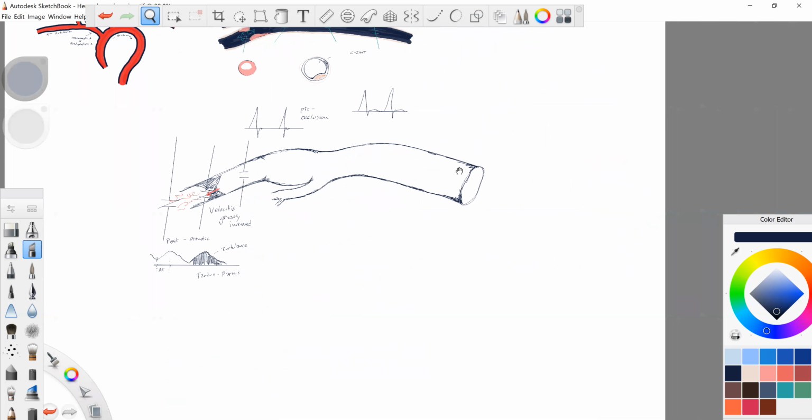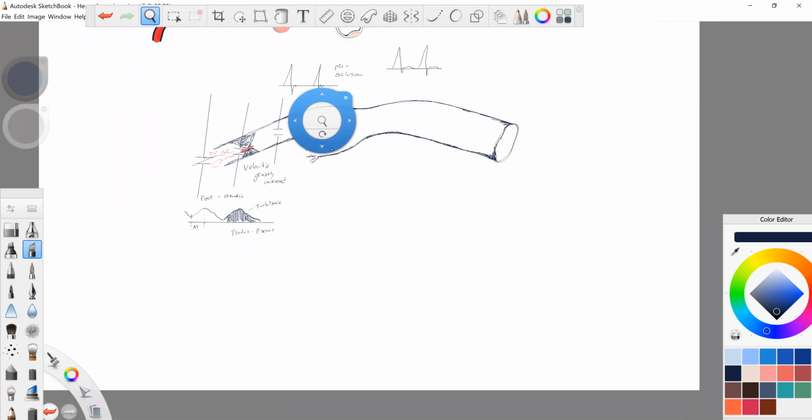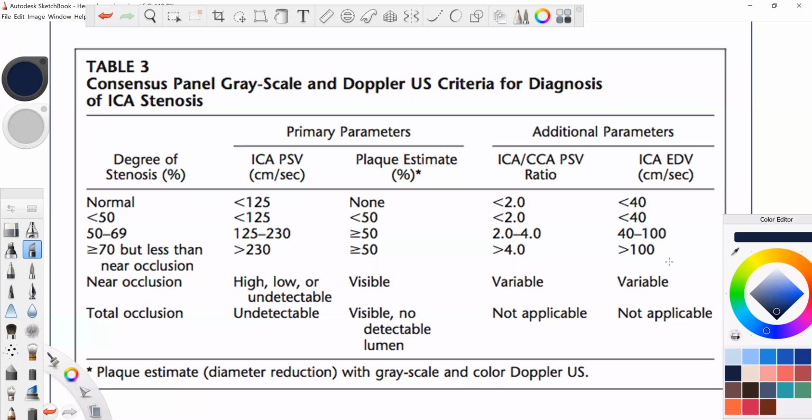Okay. We need to talk about determining severity of stenosis in the carotid system. And there's a chart for that. Let me draw that chart out. Okay, well, I was going to draw it out. That was stupid. I just took a picture of it. So, the consensus panel grayscale and Doppler US criteria for diagnosis of the ICA. This is the consensus table.